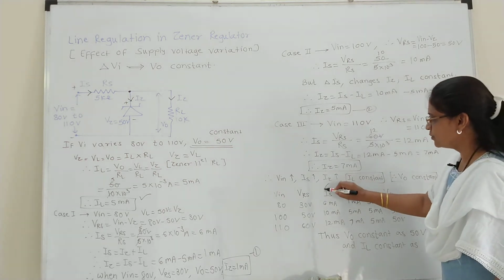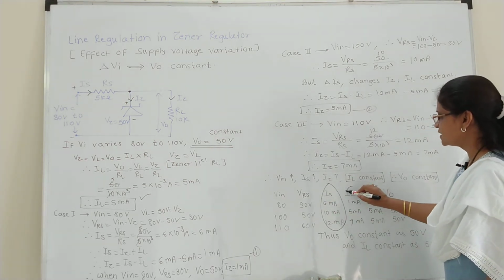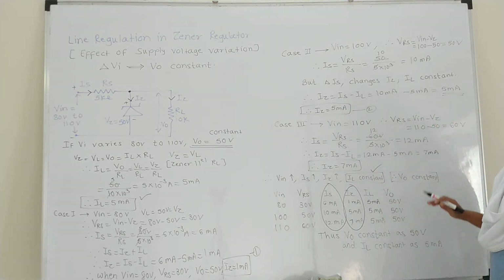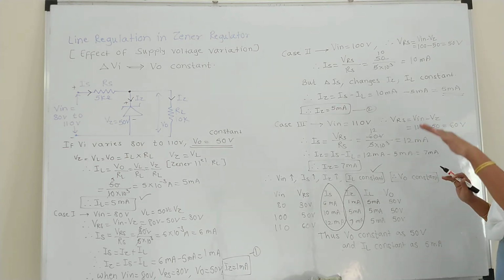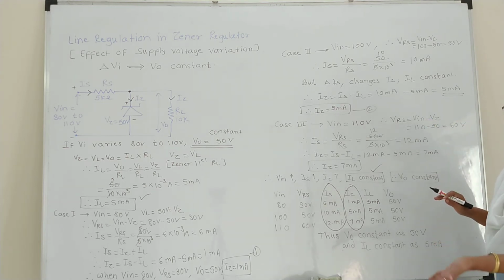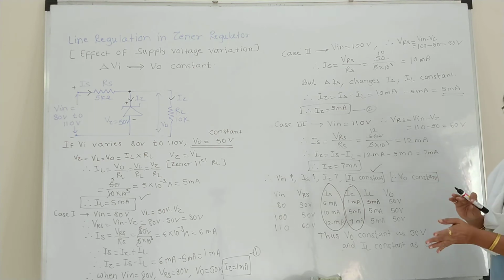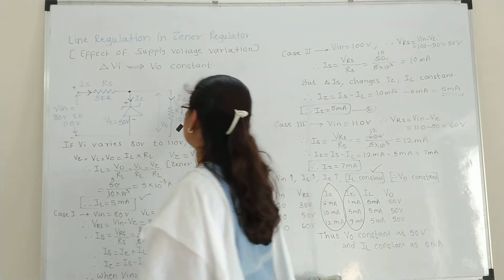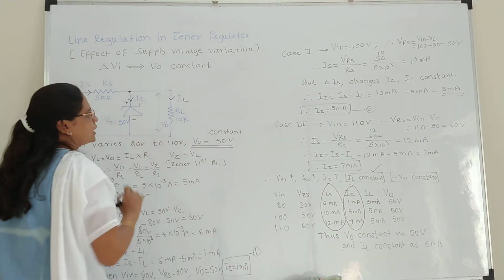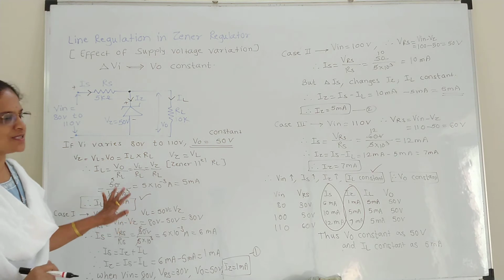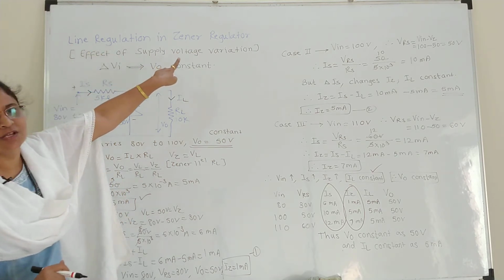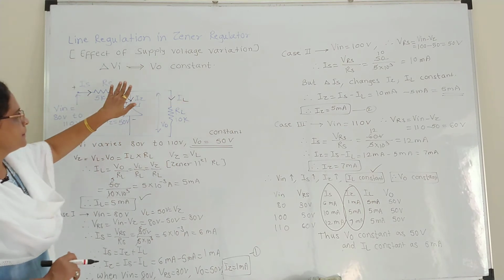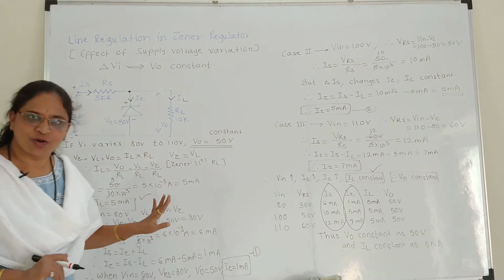So here we can observe that an increase in IS occurs, IZ gets increased, but IL is kept constant. So in this way, whatever variation in input voltage occurs, variation in IS occurs, and that variation is compensated in the Zener diode, keeping IL constant, and thus the IL into RL voltage drop remains constant. So this is known as the line regulation action in a Zener regulator, or the effect of supply voltage variation, and how it is compensated using a Zener diode.